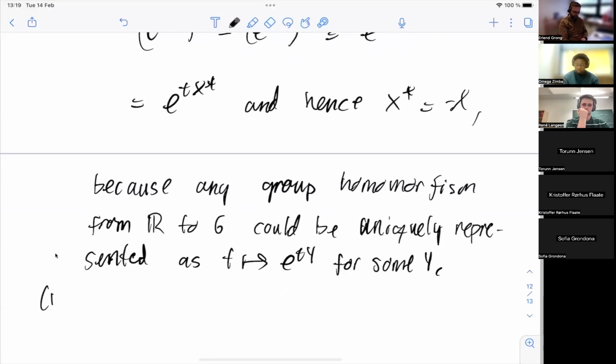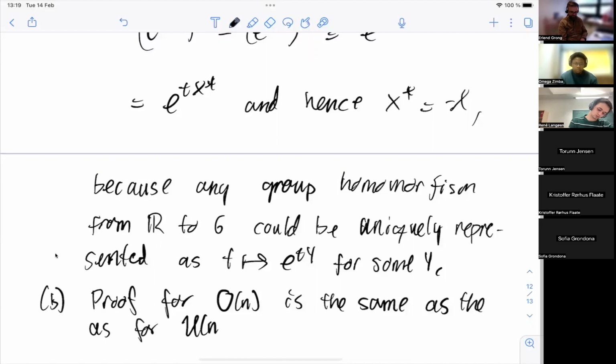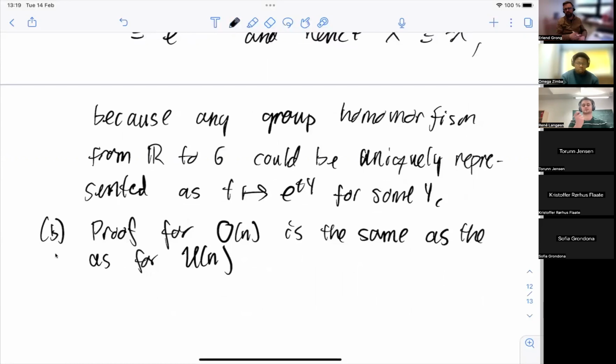Then the proof for O(n) is the same. It's the same as for U, and it's just making all the matrices real, right?